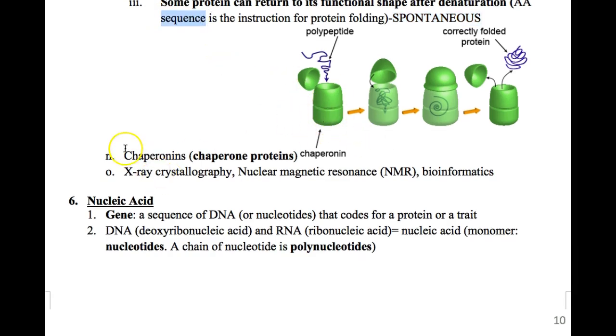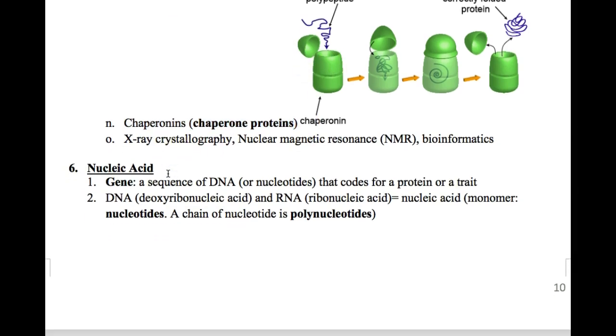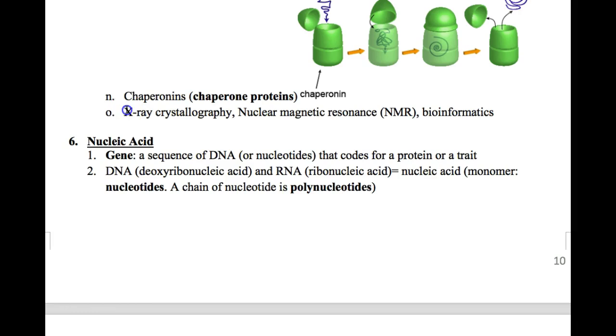So here we have chaperone proteins. The chaperone proteins are these outside little shells. Those chaperone proteins allow polypeptides to go in there and allow it to fold correctly as well. So just something that you might be interested in. The last one is, how do we know? There are ways that we can learn about proteins. So here are some ways that you can learn about proteins.